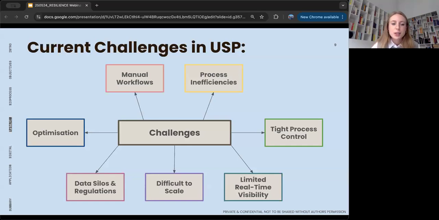Then another challenge is data silos and regulatory constraints. So data is often stored across many disconnected systems, and navigating compliance requirements can make access a lot more difficult. So this is a very fragmented approach, and it makes it a lot harder to make informed decisions. It also slows down troubleshooting, and it increases the risk of non-compliance with strict industry regulations.